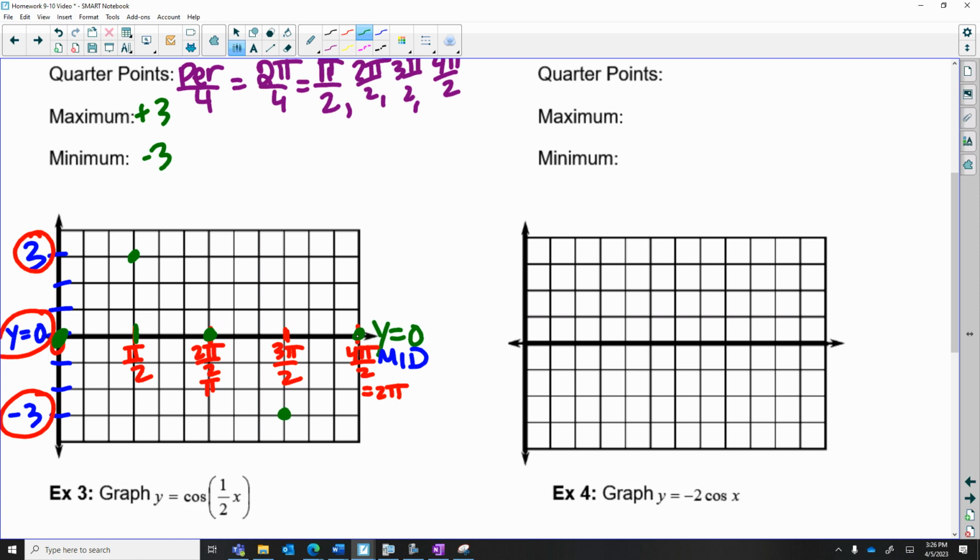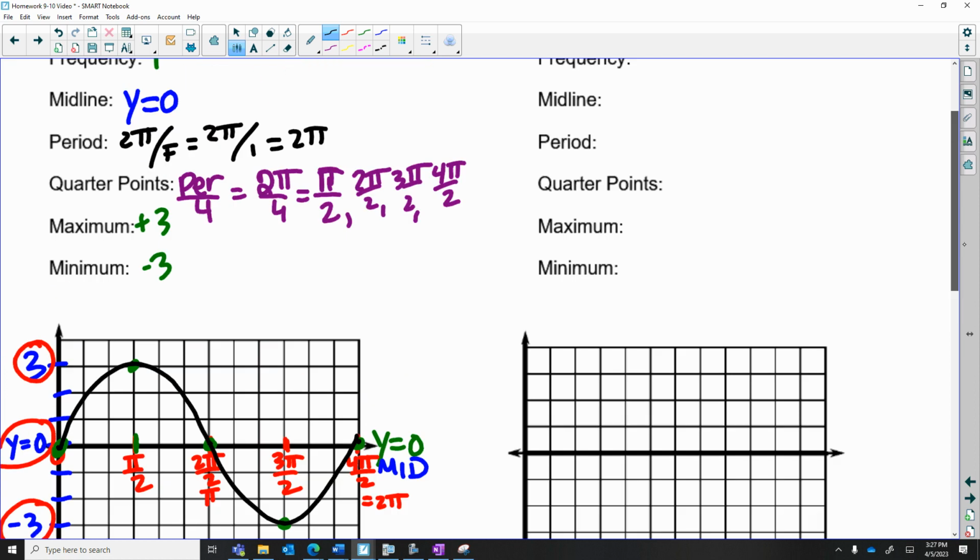So every quarter point is going to get a point. There's actually 5 total points, the starting point, and then the 4 quarter points, for 5 total points. Now connect the dots in a smooth fashion, and here's your sine curve. Notice it has an amplitude of 3. Now let's go to the next one.